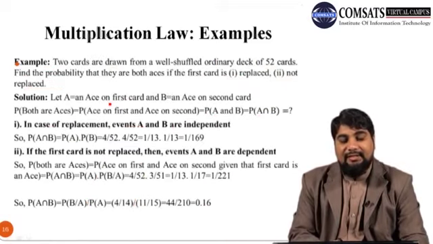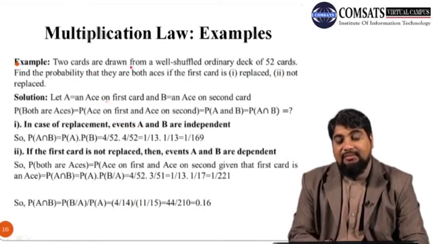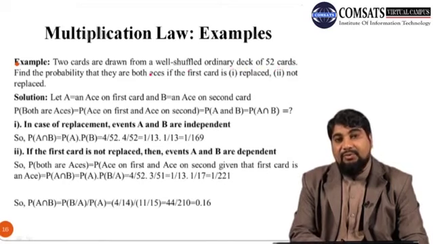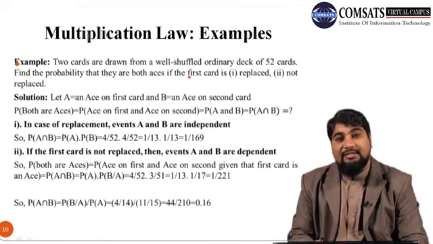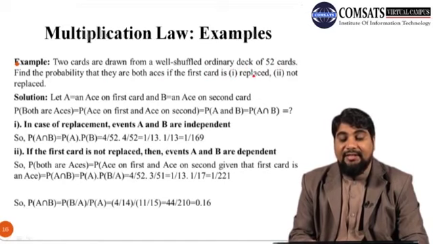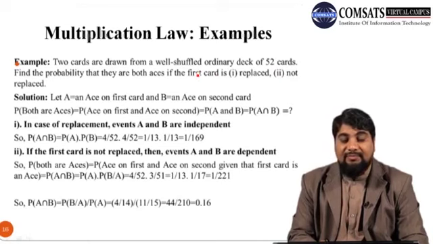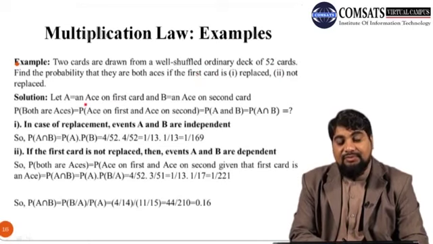So let us consider an example. Two cards are drawn from a well shuffled ordinary deck of 52 cards. Find the probability that they are both aces if the first card is replaced, and the second situation is that if the first card is not replaced. So let us discuss the solution.